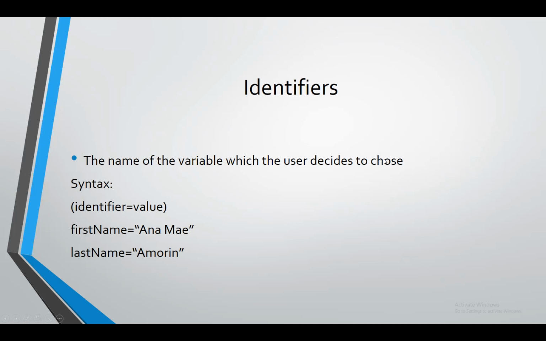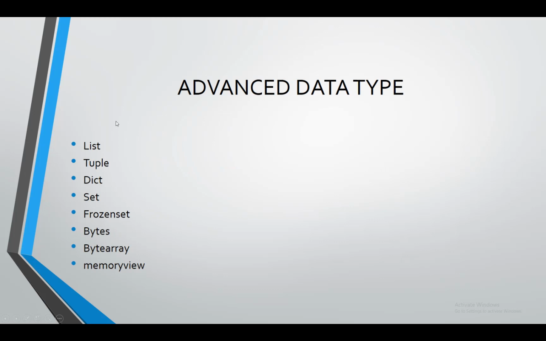So I have here the identifiers. What are identifiers? The name of the variable which the user decides to choose. Okay, so we have here the syntax. This one is the identifier and this one is the value. So this one is the variable here. Muna siyang variable, but it is composed of an identifier and a value. So muna itong pangalan ay first name, and ang value ni first name is Anime, and the last name's value is Amorin. Something like that. Okay, and actually we have lots of data types, but ang common sa lamang akong i-discuss. So later on, I'm gonna discuss this one.